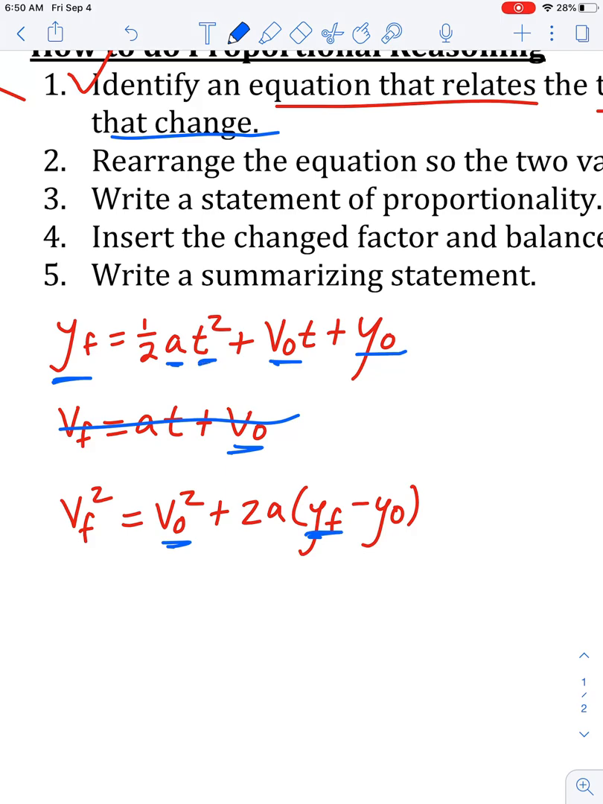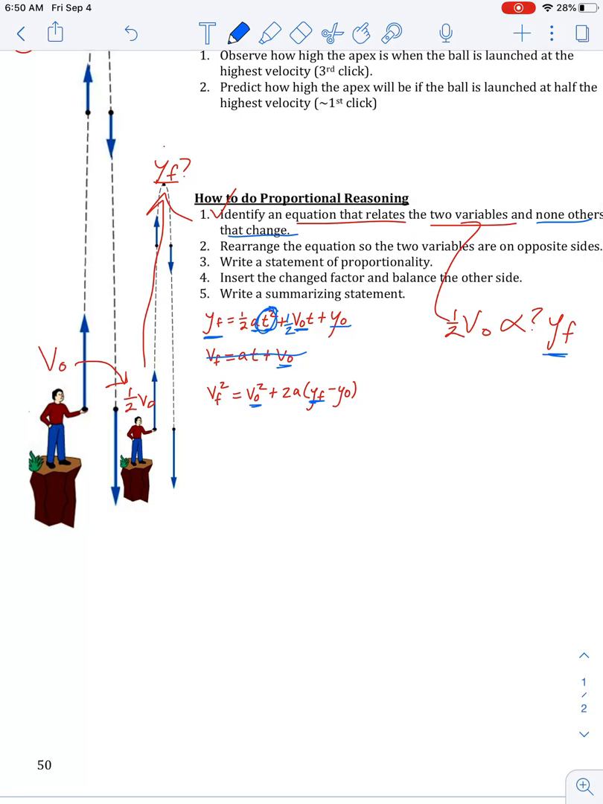But the time, that would change, right? If we launch something up with 1/2 the velocity, then it's going to be in the air for less time. So in this equation, the initial velocity would change, the height would change, but so would the time. And that means that something else changes. Remember, we want to identify an equation that relates the two variables and none others change.